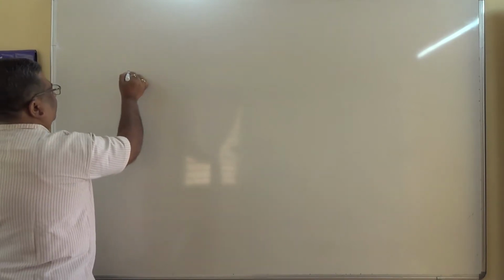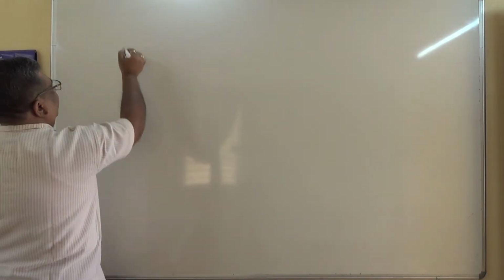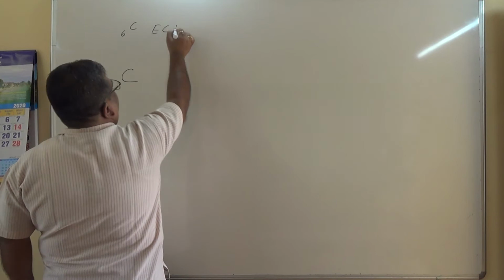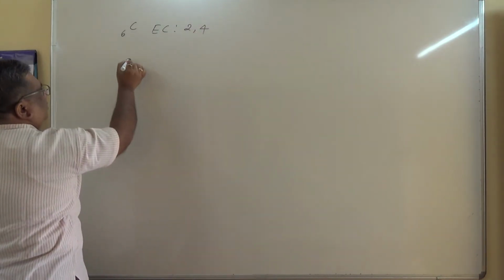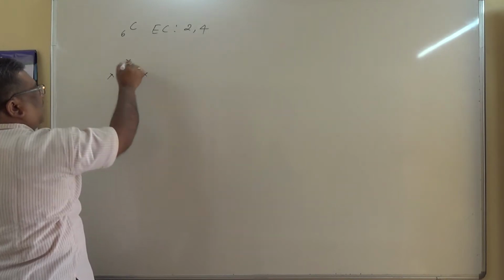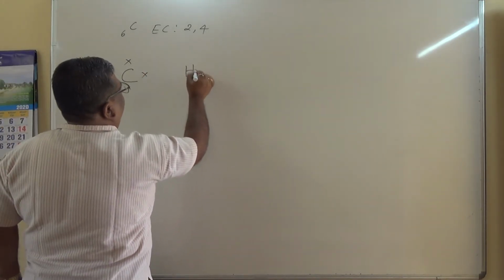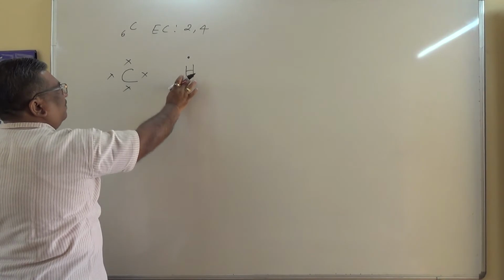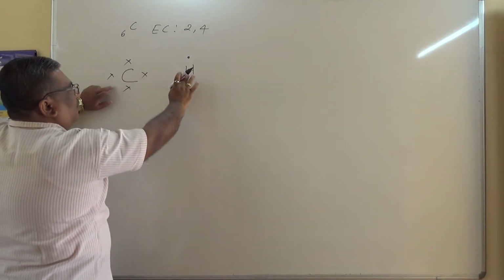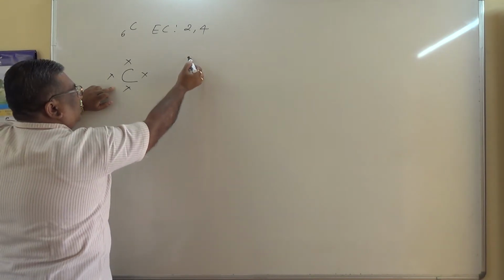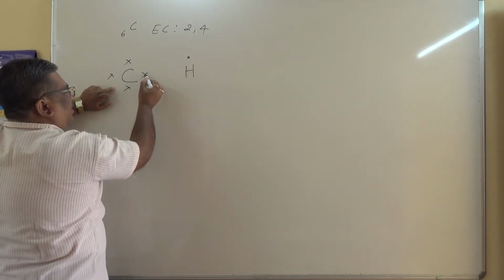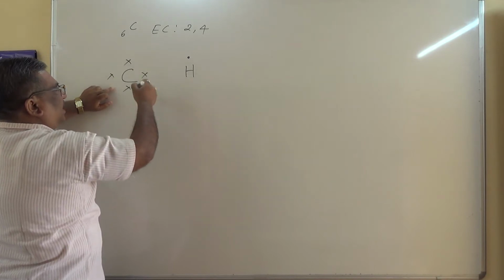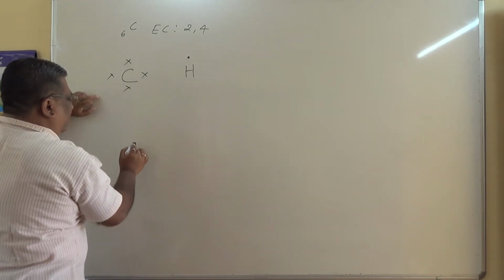Now we know that carbon has 4 electrons in the valence shell, because for 6C the electronic configuration of carbon is 2, 4. So the Lewis dot structure is something like this. Carbon has 4 electrons. What about hydrogen? Hydrogen has only 1 electron in the valence shell. So carbon can link with 4 hydrogen atoms, because each hydrogen electron is shared with a carbon electron to form a single covalent bond. So how many hydrogens are required? Definitely 4 hydrogens are required.